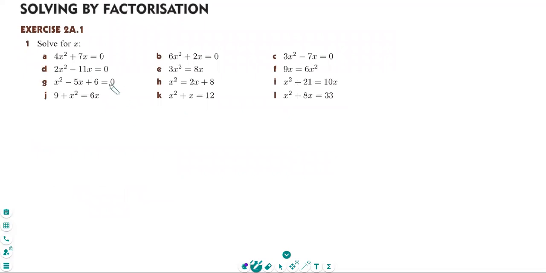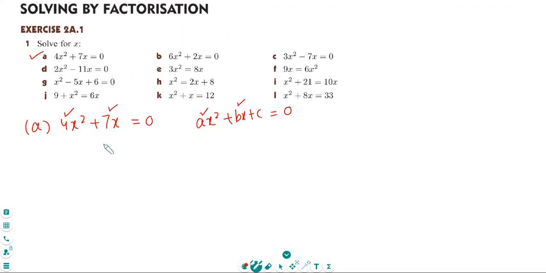Now we'll be solving a few questions to understand the method of factorization. Okay, I'm going to start with question number 1. It says solve for x, and taking part A first. In part A, we have 4x squared plus 7x equal to 0. So here the general form of the quadratic equation is ax squared plus bx plus c equal to 0. It means we have only two terms here, this and this. The third term is not present here.